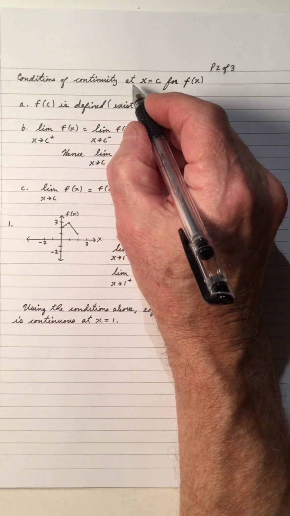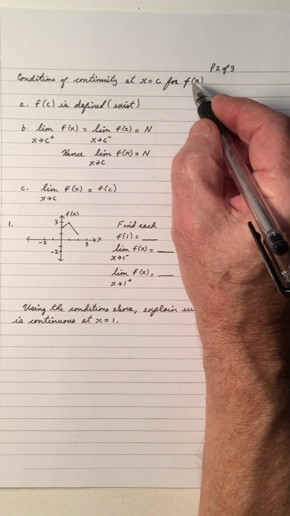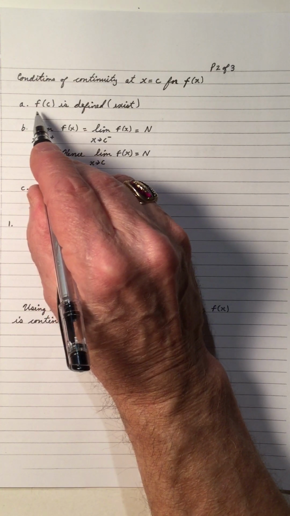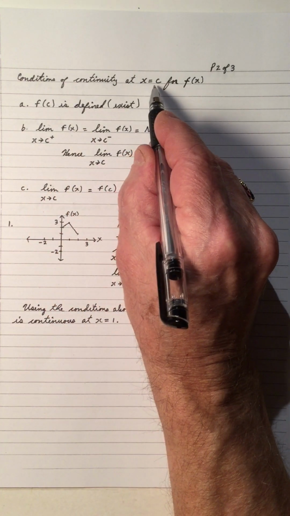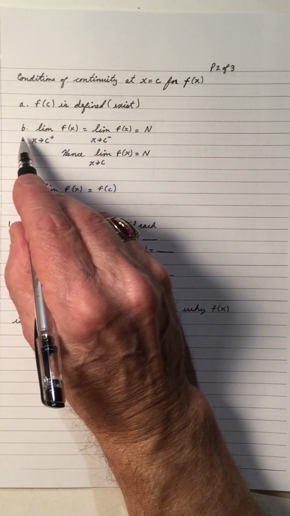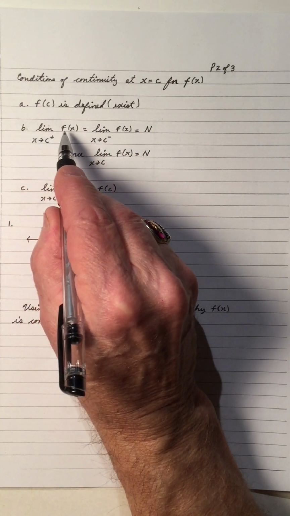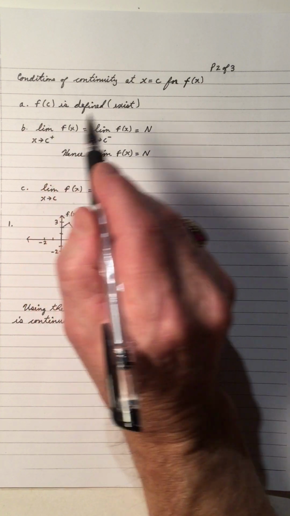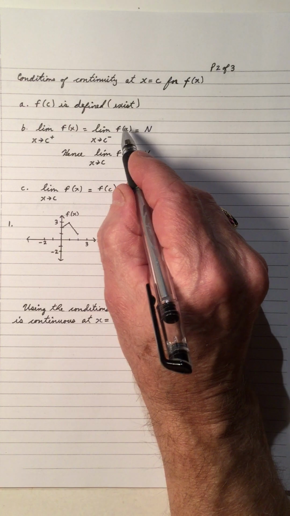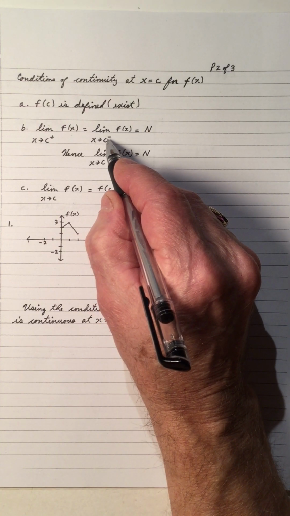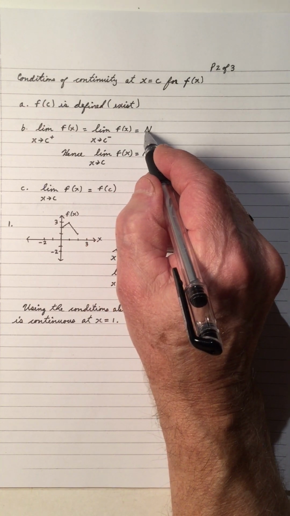Conditions of continuity at x equals c for f of x. One condition is that f of c, where c is a constant, is defined or exists. The second condition is that the limit of f of x as x approaches c from the right side, positive, equals the limit of f of x as x approaches c from the left side, negative, and both of them are equal to n.